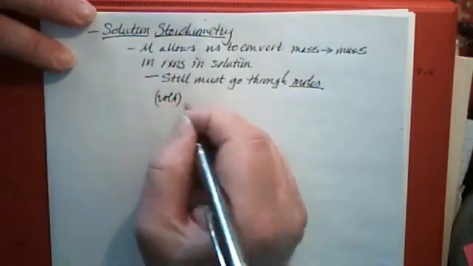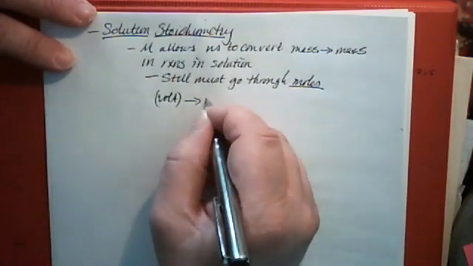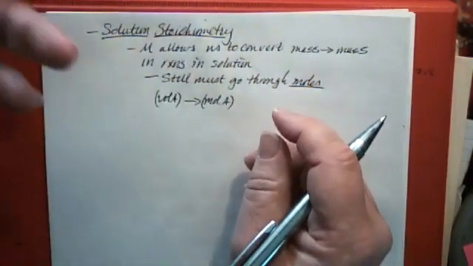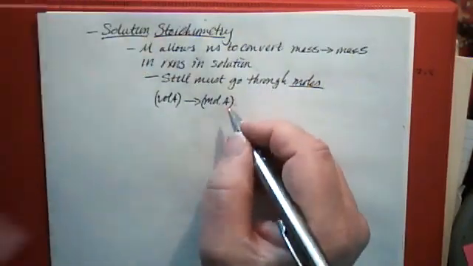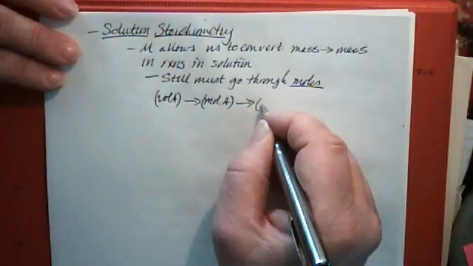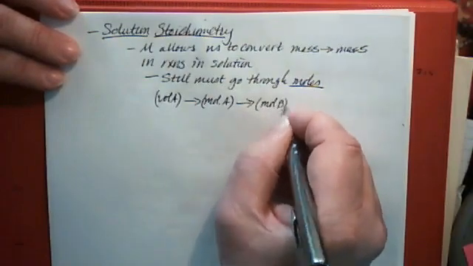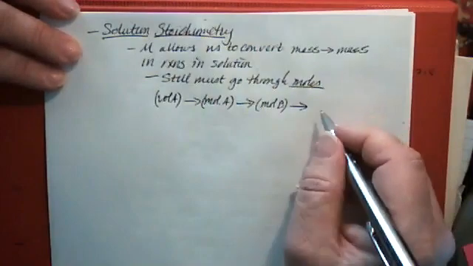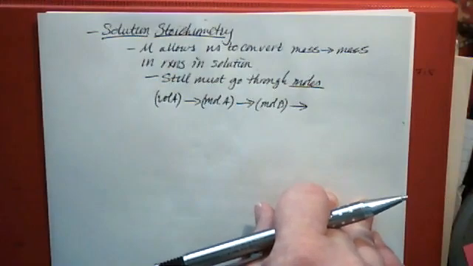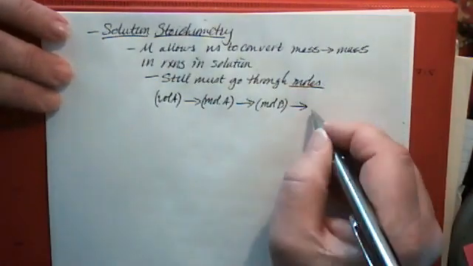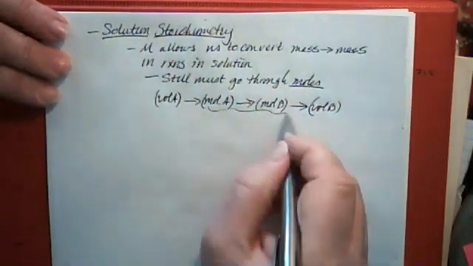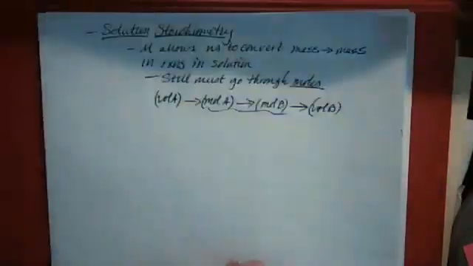So for example, you could go from volume of A to moles of A by using number of moles is equal to molarity times volume and rearranging that to find number of moles. Then you can use the stoichiometry in the equation to go to moles of B. And then you can use number of moles is equal to molarity times volume to find volume of B. But you still have to go by way of moles. That's important.